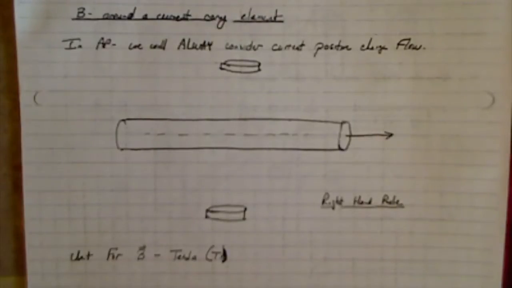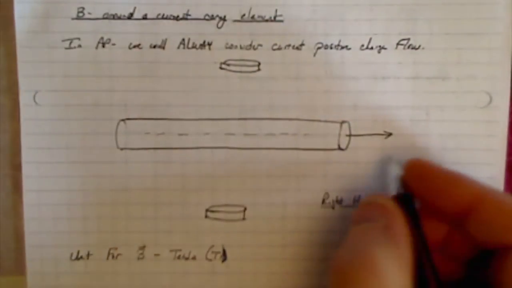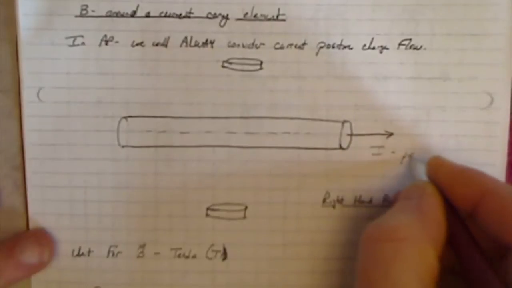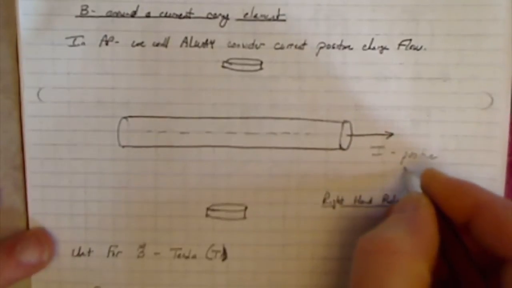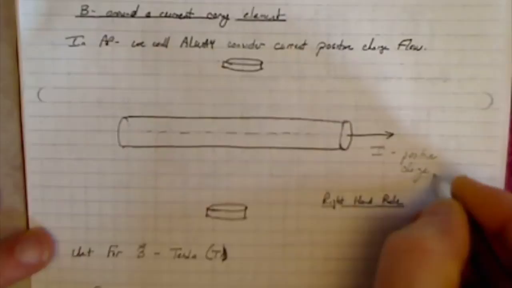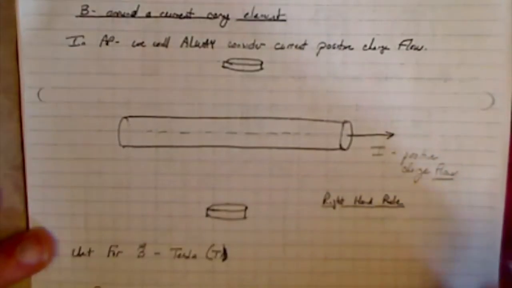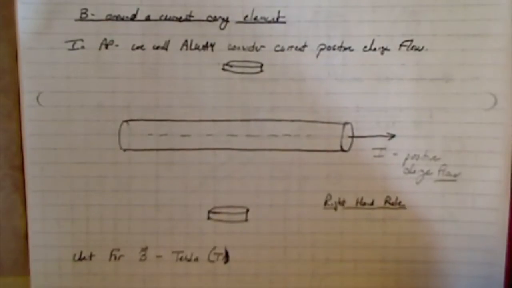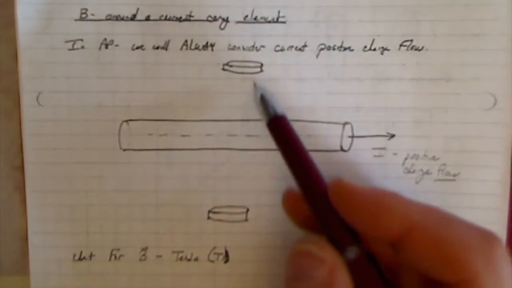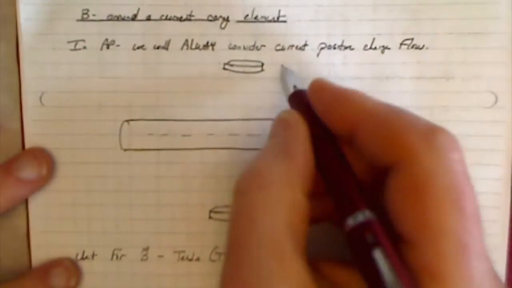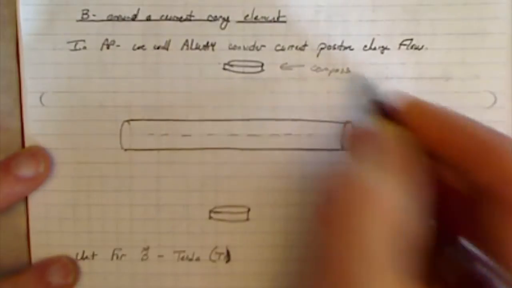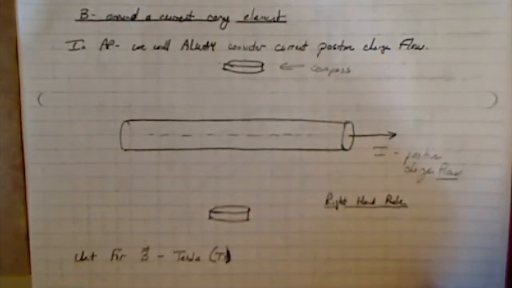Let's talk about a current carrying element or a wire that's got current flowing towards the right. Now, current I is going to be positive charge flow. Even though we know there really aren't positives moving in the wire, it's going to be considered positive charge flow. And we're going to try to picture a compass above and below the wire to help us picture what's going on here.